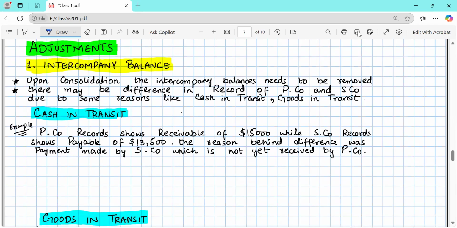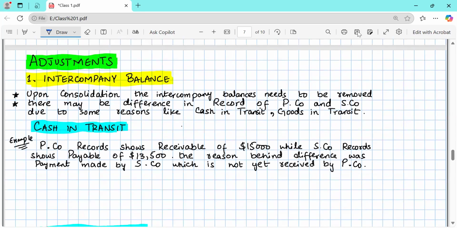Now the first adjustment is of intercompany balance. I told you what intercompany balance is, which is basically a balance between the parent and subsidiary company. Now, upon consolidation, any kind of intercompany balance you have to remove, because you are not showing the intercompany effect now. Now you are showing the group effect.